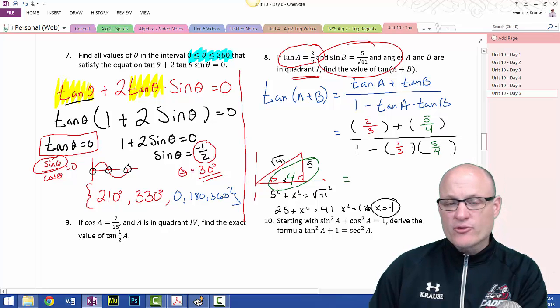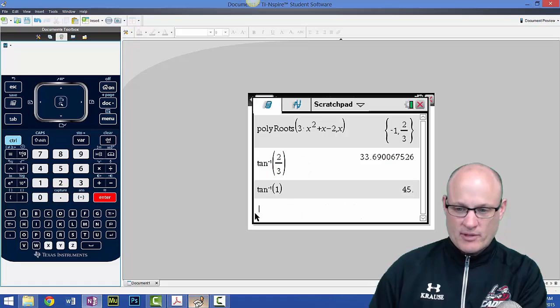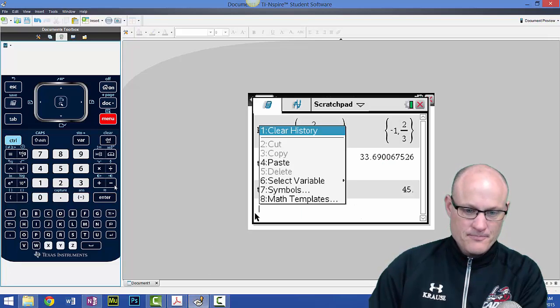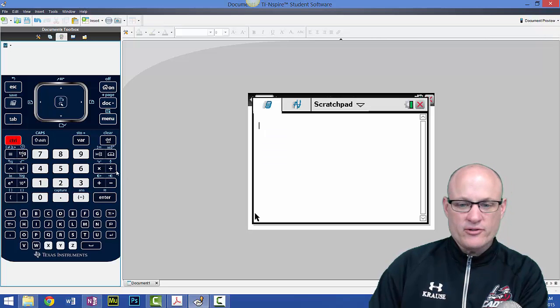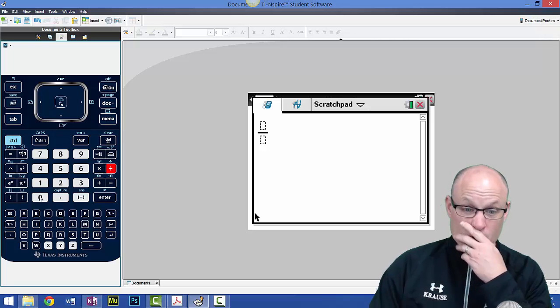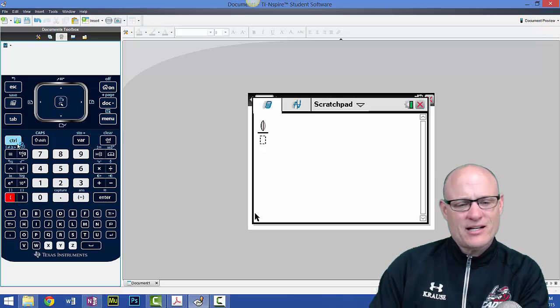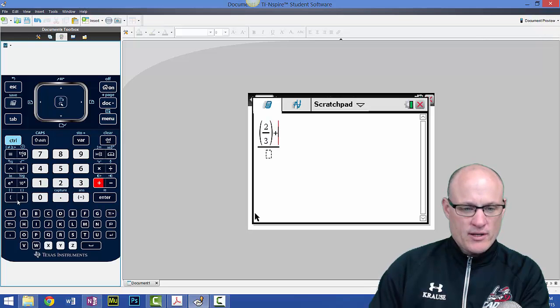Well, since all of those are relatively nice numbers, I can just come over to my calculator and type those in. So I go control division, and then I'm going to type in parentheses. Always use parentheses. It takes a little extra time. Just do it. 2 over 3 plus parentheses, control division, 5 over 4, all over 1 minus parentheses, control division, 2 over 3.